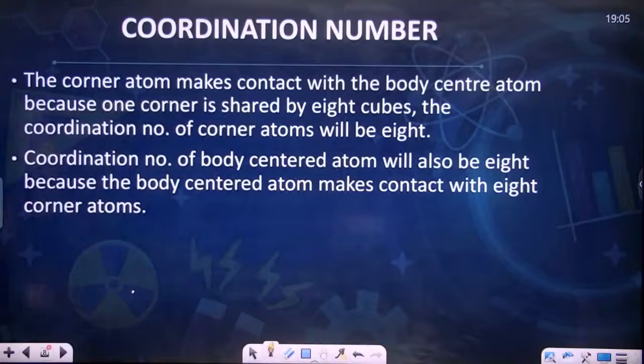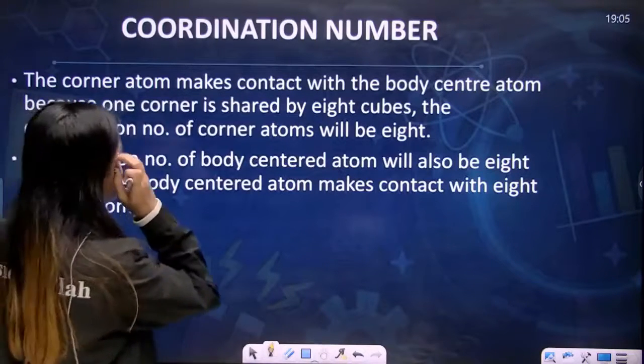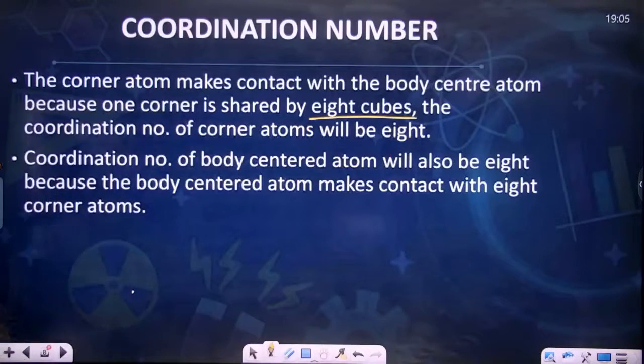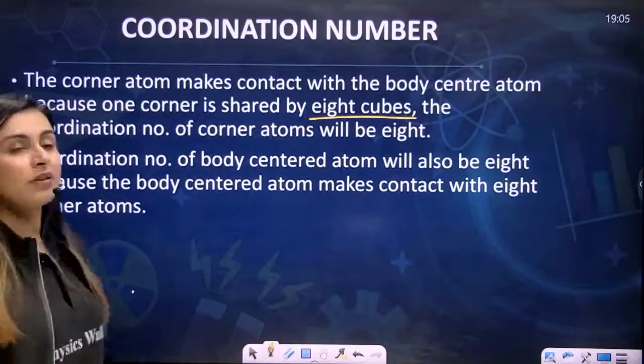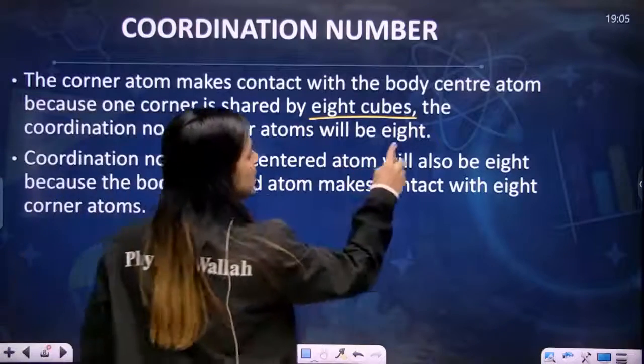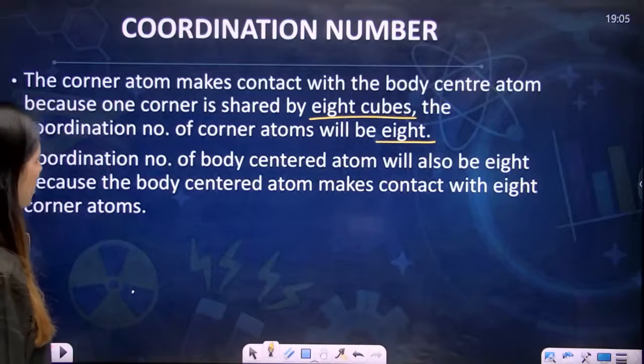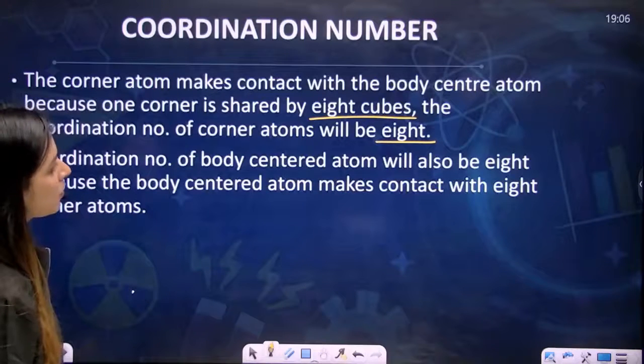Okay, let's read this. The corner atom makes contact with the body center atom because one corner is shared by 8 cubes and each cube will have an atom at the corner. The coordination number of the corner atom will be 8. I hope it's clear that it will be equal to 8. Next, the coordination number of the body centered atom will also be 8.